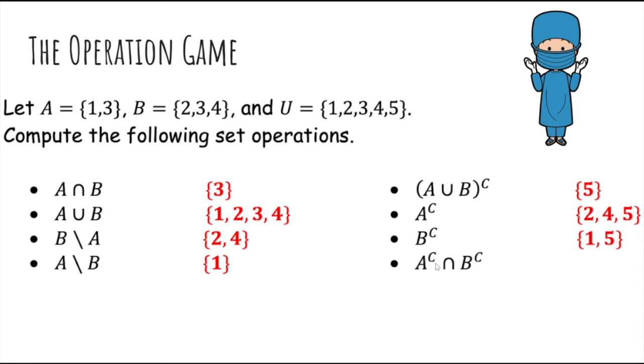What about A complement intersect B complement? Well, we already computed A complement and B complement, so we just take the intersection of these two, which is all the elements that are in both. Only 5 is present in both sets, so the intersection only has 5.